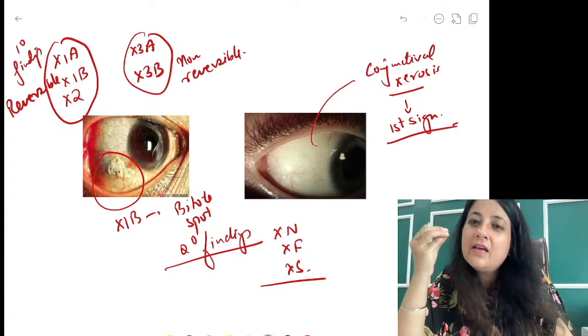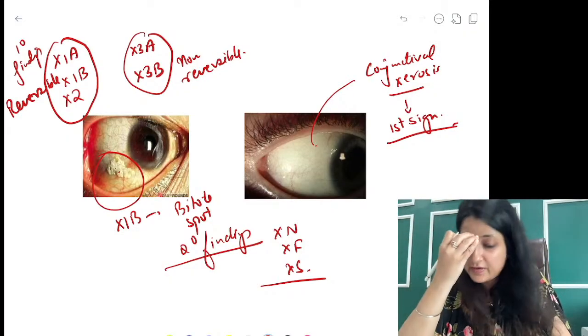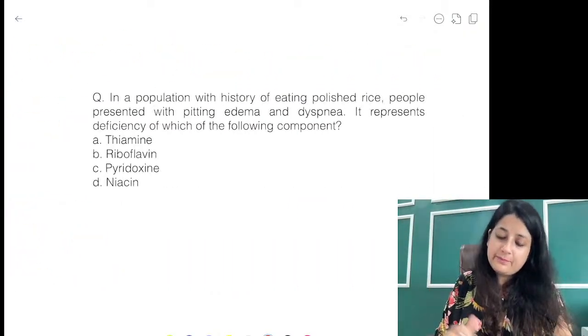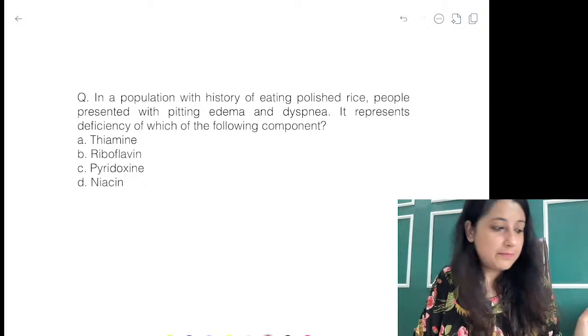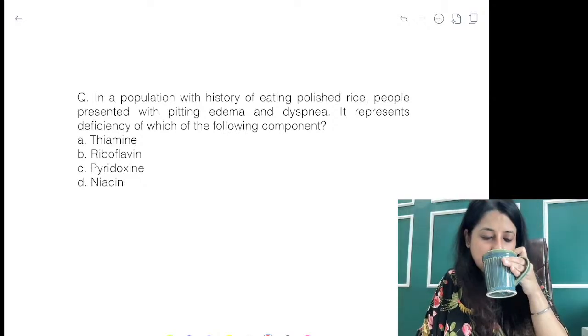He sees a lustreless eye, non-wettable appearance. Okay, let's go to the next one. A couple of vitamins that often get repeated. So what is the answer here?